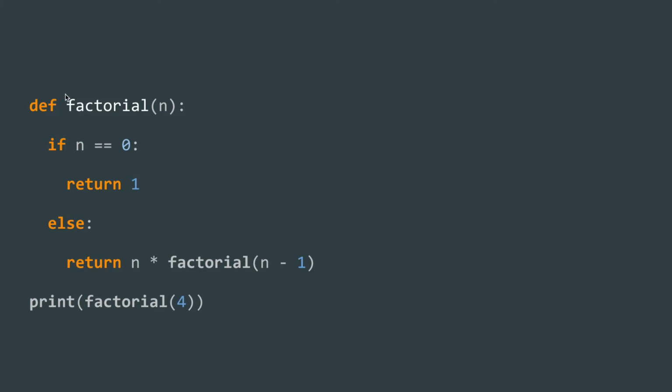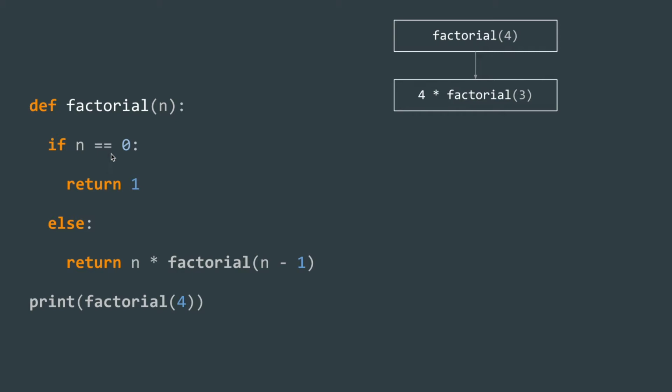So we define our function factorial, and it takes in a number n. In this line, we check if n is equal to 0. If n is equal to 0, we're going to just return 1. Otherwise, or else, we're going to return n, the inputted number, times the factorial of n minus 1. So if we pass in factorial of 4, 4 gets called into this function. Since 4 isn't equal to 0, we're going to jump down to this else case.